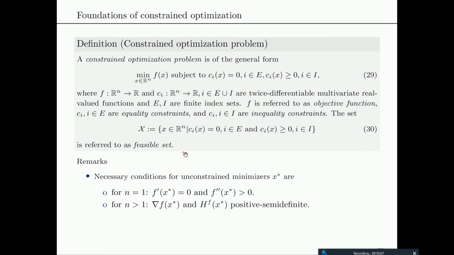You already know, I think, that if you go from a univariate real valued function to a multivariate real valued function, then the necessary condition does not only involve the derivative anymore, but it involves the derivative for multivariate functions, which is the gradient. And here it should say the gradient is equal to zero. So that's another typo here.